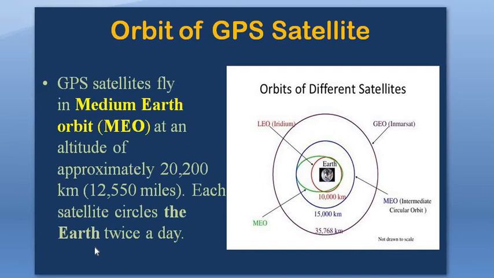For one complete rotation around the earth, these satellites will be taking only 2 circles of the earth a day. So it is on which orbit? Medium earth orbit. Similarly, we have different earth orbits, like LEO, that is low earth orbit, MEO, that is medium earth orbit, and GEO, geostationary orbit, or we can also call it geostationary equatorial orbit.